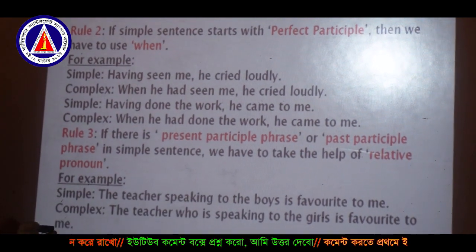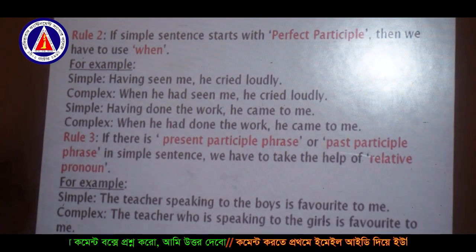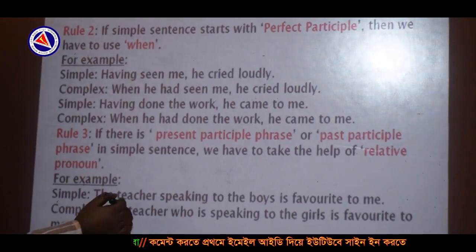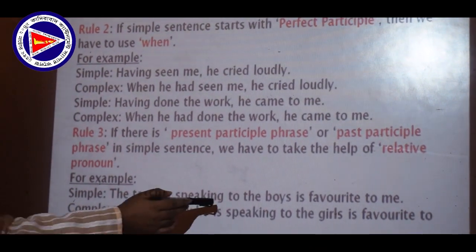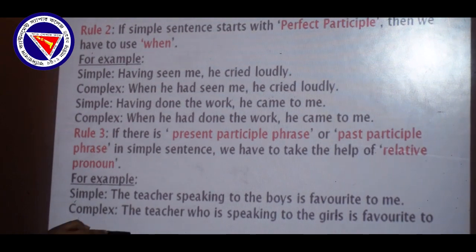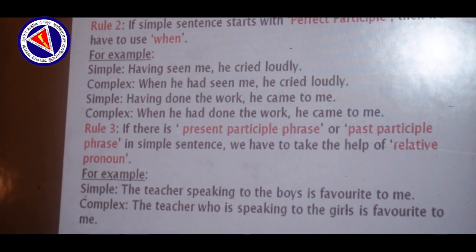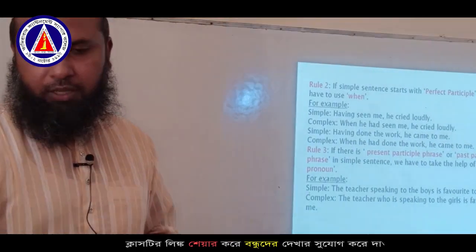So whenever we move to complex: the teacher who is speaking. So why is it "who" here? This is a relative pronoun because there is a phrase, the teacher is speaking to the boys, and the teacher is about a person. That's why there is "who". The teacher who is speaking to the boys is favorite to me.